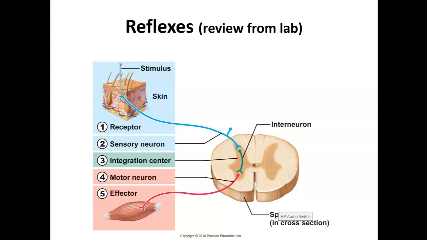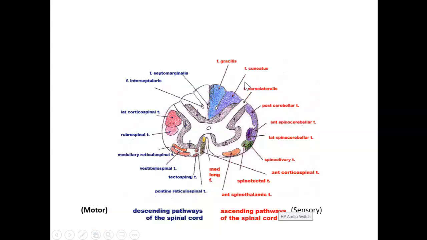Reflexes you did in lab. We also talked about them in lecture before break, so make sure you know the parts of them and a basic definition. Now, one thing we have not talked about in lecture or lab is the different tracts or the different pathways. So we're talking specifically now about the white matter of the spinal cord. The white matter of the spinal cord is these tracts that go up to or down from the brain.